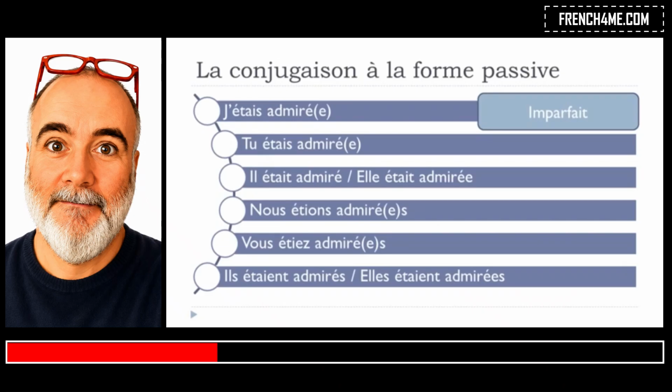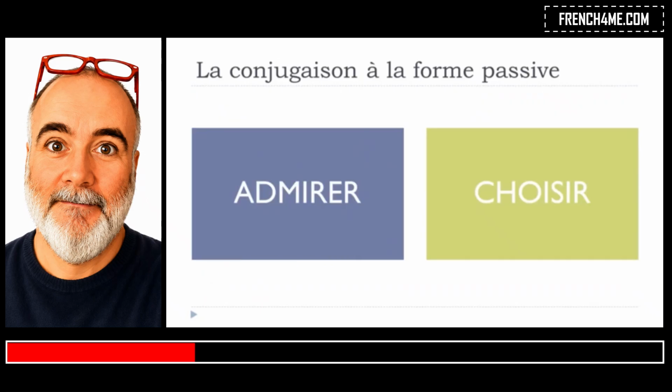Alright? So clearly it's not that difficult. The only thing that you should definitely remember by heart is the verb être at all the forms that we already covered, okay? And then you will have to use it, well, clearly to make this passive form, all right? So the second verb that I wanted to introduce was choisir, okay?